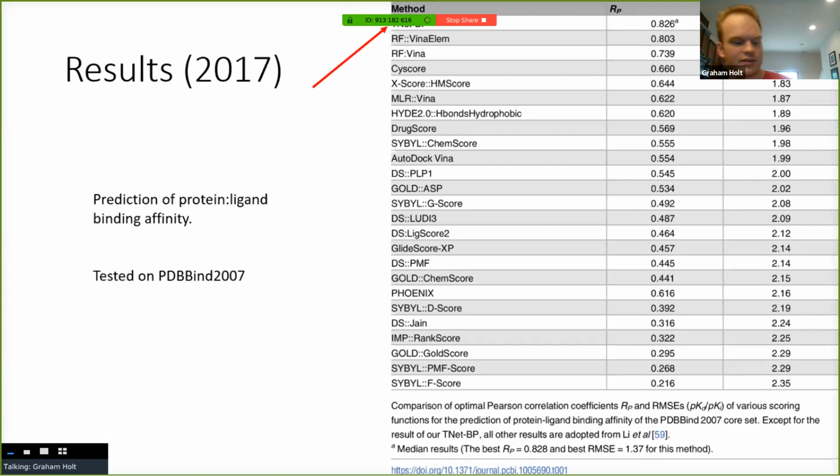And the results essentially are that they did better than everyone else. So here they tested their prediction of protein ligand binding affinity based on this PDBbind data set. And they find that they do significantly better than most other scores and have a lower RMSE.